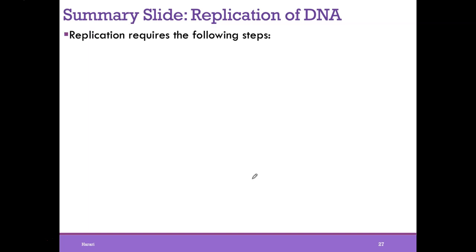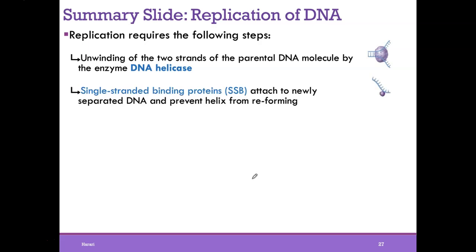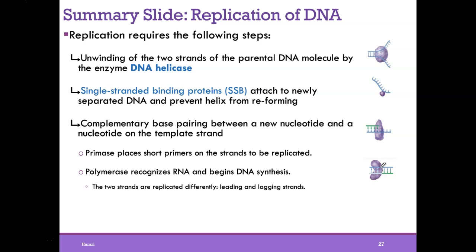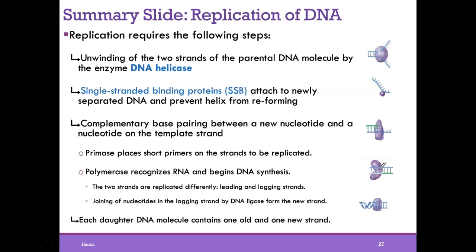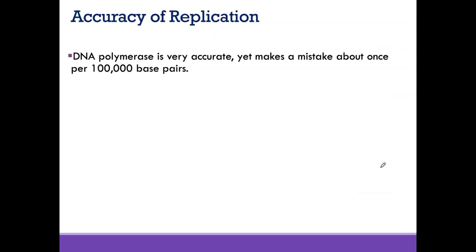So to summarize, we know replication requires helicase to unzip the parental DNA molecule. SSB proteins then attach to the separate strands to prevent the helix from reforming. In order to make new DNA, we need primase to first put short primers on the strands to be replicated. DNA polymerase will then recognize the RNA and begin DNA synthesis. The two strands are replicated differently. We know leading strands and lagging strands have different rates. Each daughter strand at the end will have one old and one new strand, and that's what makes DNA replication semi-conservative.